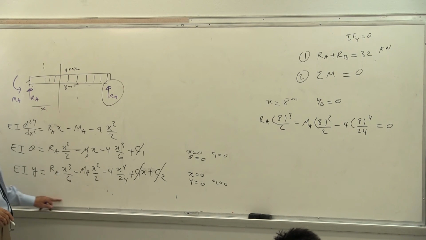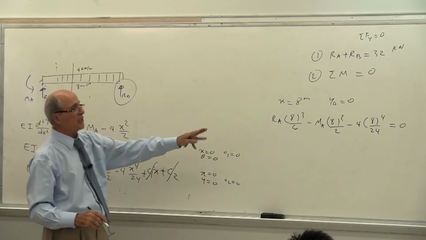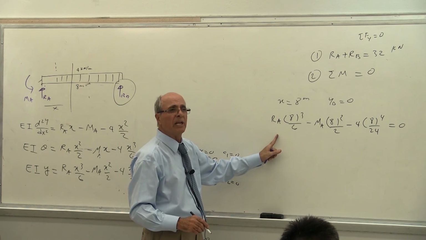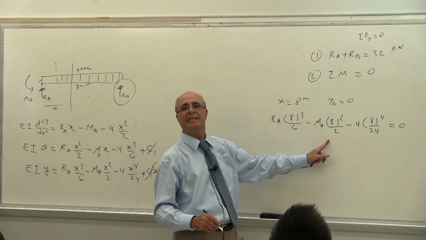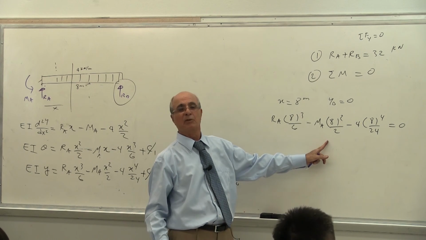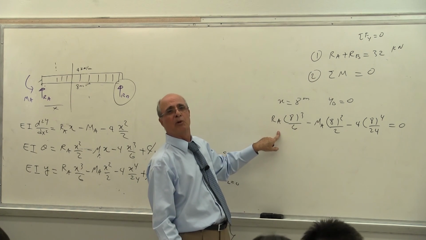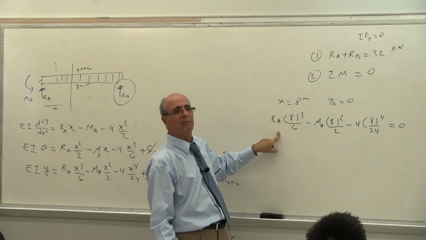Is that correct or not? I put here 8. Look, this is, look what happened here. Without you knowing, you establish a new relationship between RA and MA, and that's what you wanted. You have two equations of equilibrium, and this was the third one. Look, it happened automatically. Everybody see what I'm talking about?